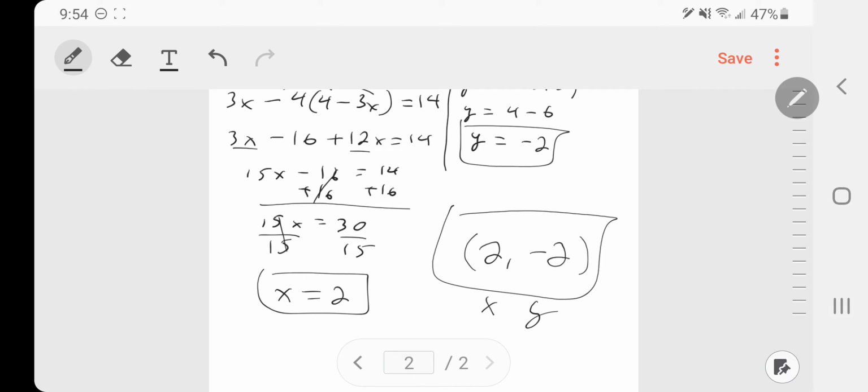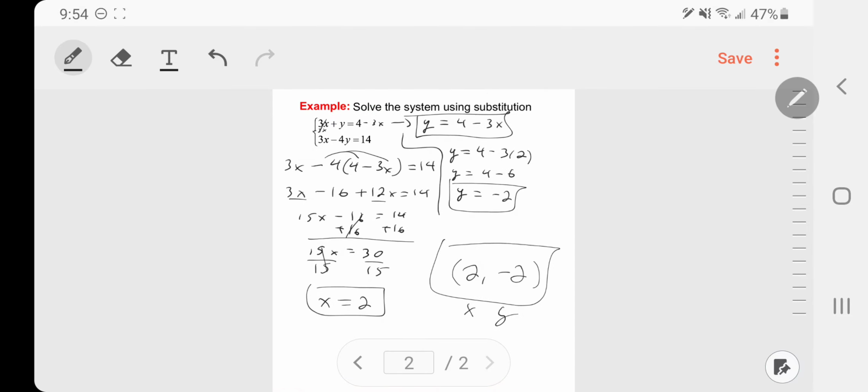And again, that's our x and our y, and that is the point of intersection between our two equations in the system. You can also plug these back in to both of your equations in the system just to check and make sure that your answer is correct. I'm not going to show that step. I showed that step in a prior lesson.